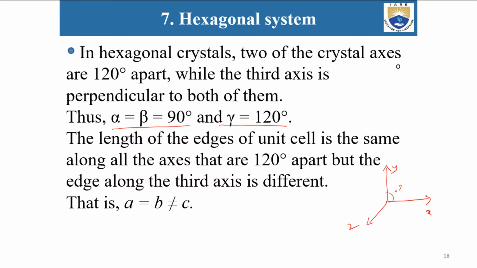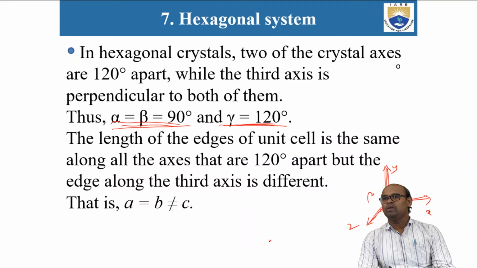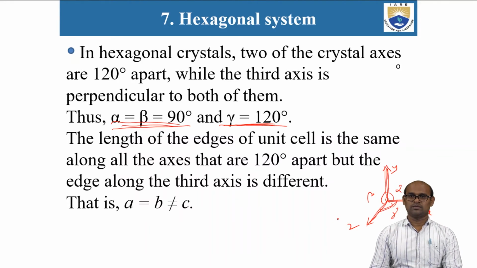So if I take this as alpha, this as beta and this as gamma, alpha equal to beta equal to 90 degrees. So these two are perpendicular to each other and these two are also perpendicular to each other. But Z and X, these two axes are not perpendicular to each other and the angle is equal to 120 degrees. So this is the condition for the interaxial angles. The lengths of the edges of the unit cell are the same along all the axes that are 120 degrees apart, but the edge along the third axis is different.